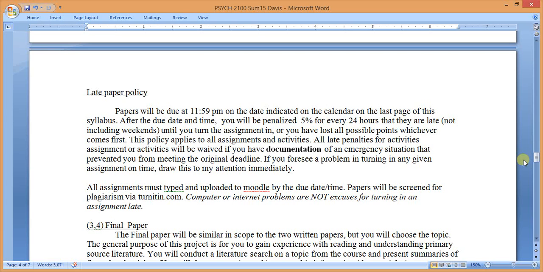Of course, if you have written documentation of an emergency situation that prevented you from meeting the original deadline, like you got into a terrible accident on the highway and both of your hands were lost and amputated, so you couldn't click the send button, and there's a doctor's note and I can call that doctor and talk to them, then I will waive those late penalties. But all assignments must be typed and uploaded to Moodle by the due date.